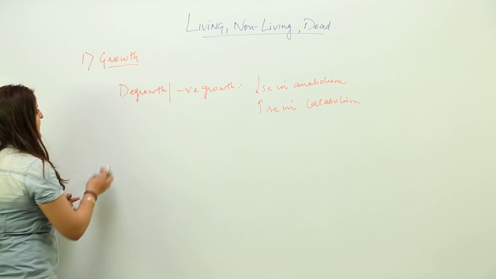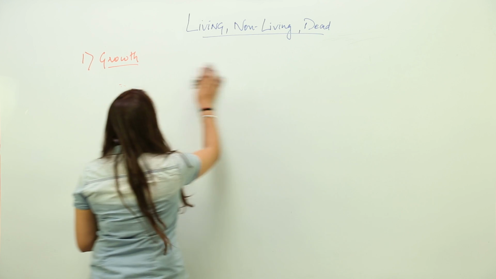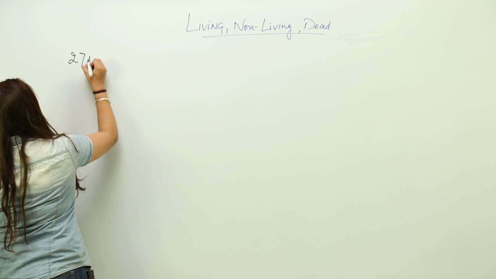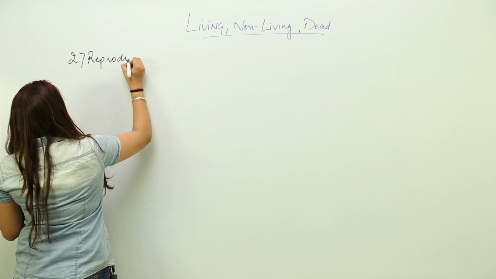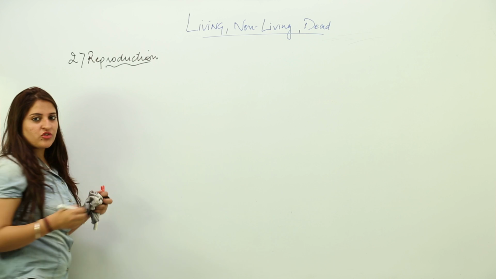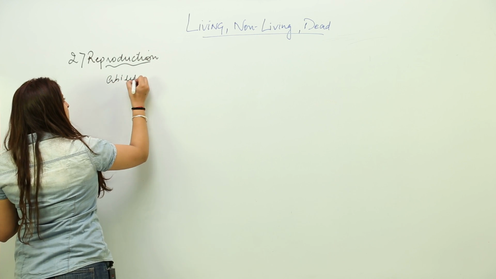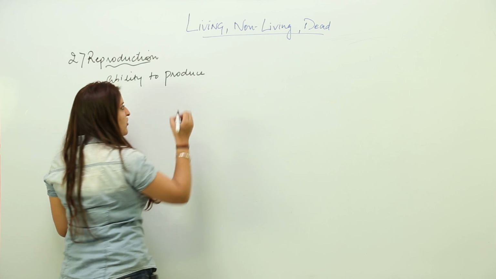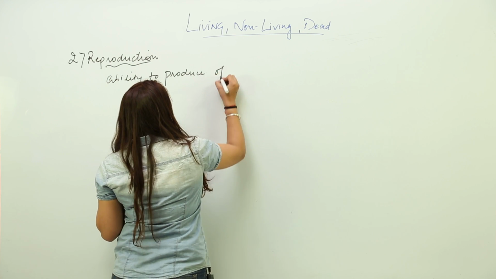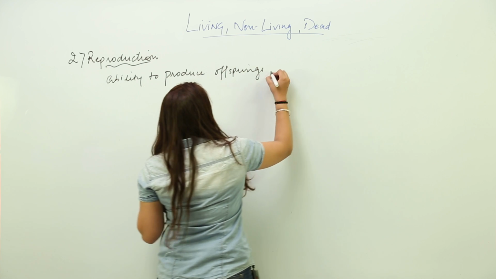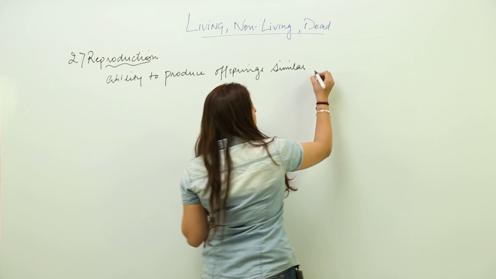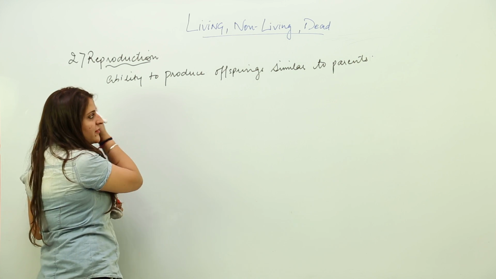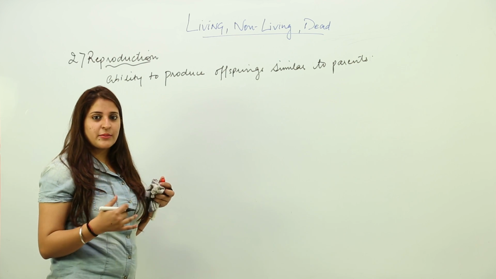Now let us move on to our second characteristic feature of living organisms. The second feature is reproduction. Now what do you mean by reproduction? Reproduction means the ability to produce offspring which have characteristics similar to their parents. So this is what reproduction is. When any organism has the ability to reproduce, we call that organism a living organism.